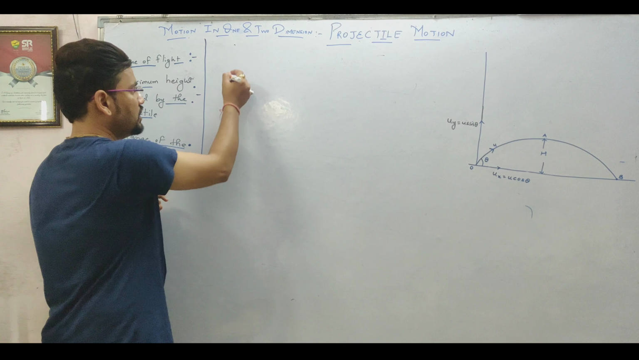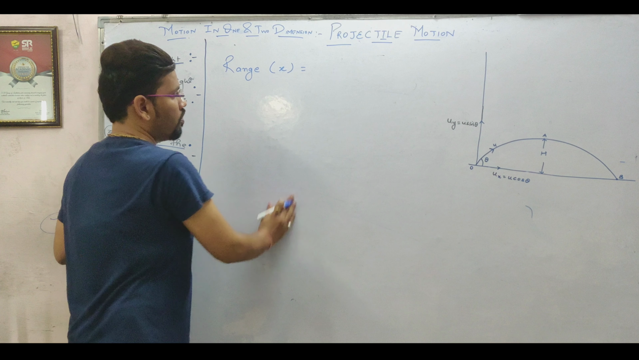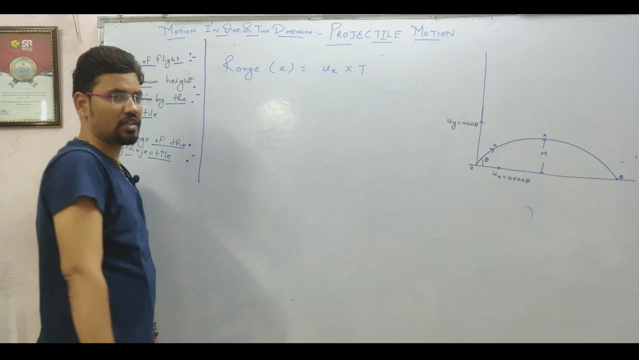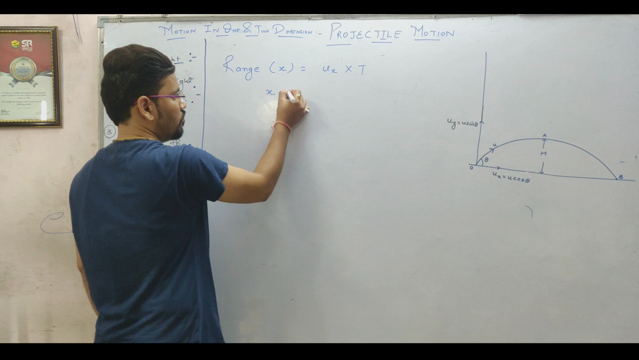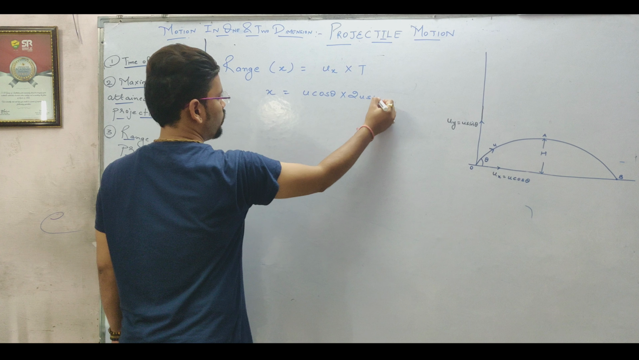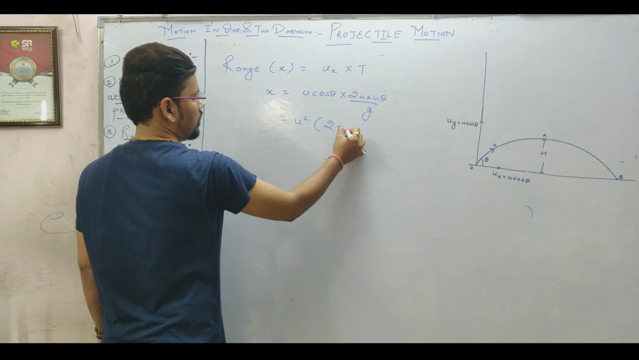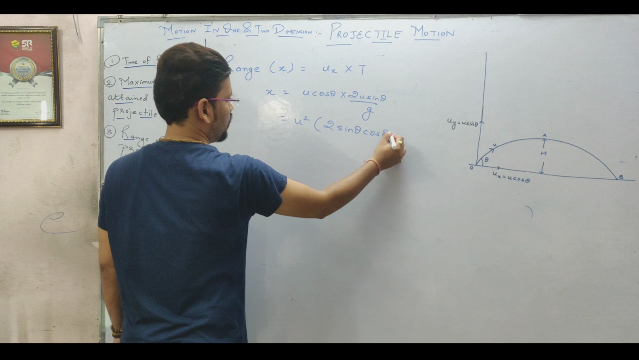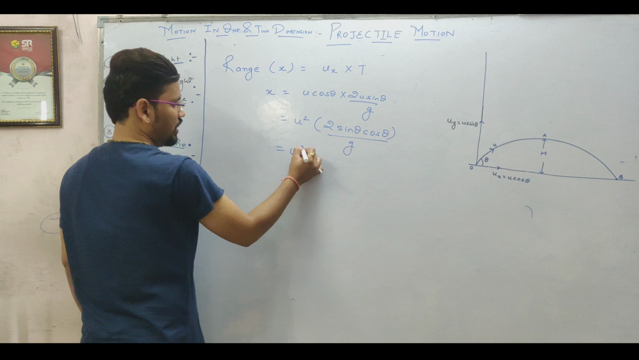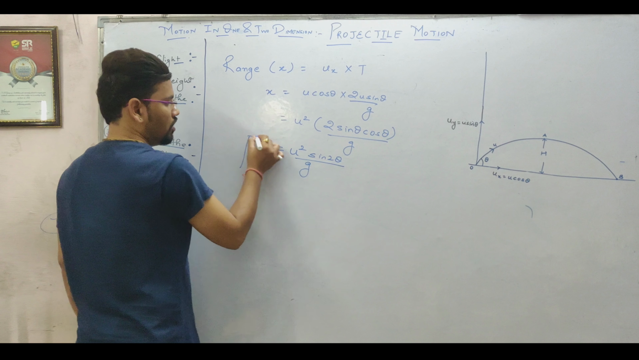Now talking about the range or the horizontal distance, represented by small x. So horizontal distance will be equal to horizontal speed into total time. Distance is equal to speed into time. x is equal to ux, which is u cos theta, and total time of flight was 2 u sin theta upon g. u into u will become u square, 2 sin theta cos theta upon g. Now in place of 2 sin theta cos theta we can write sin 2 theta, so x is equal to u square sin 2 theta upon g. So this is the formula for the range of the projectile.